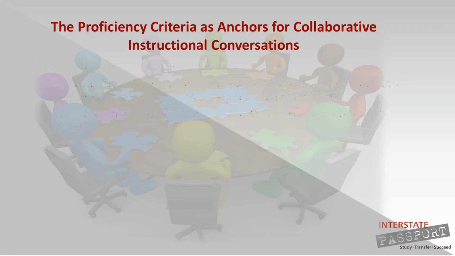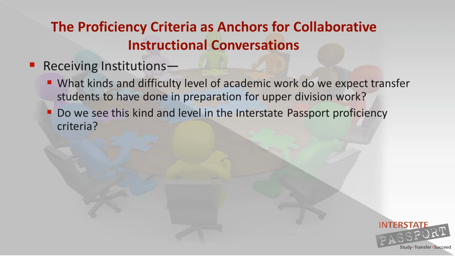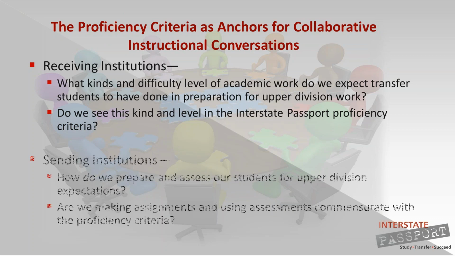Yeah, I think these criteria can serve as anchors for what I call collaborative instructional conversations. If you are a receiving institution taking students into upper division, your faculty could have a discussion about the kinds and difficulty level of academic work expected of transfer students. What should they have done in preparation for upper division work? Has your faculty had that discussion apart from the passport? And then do we see this kind of level in the passport proficiency criteria? Sending institutions, how do we prepare and assess our students for upper division expectations? And are we making assignments and using assessments commensurate with the proficiency criteria?